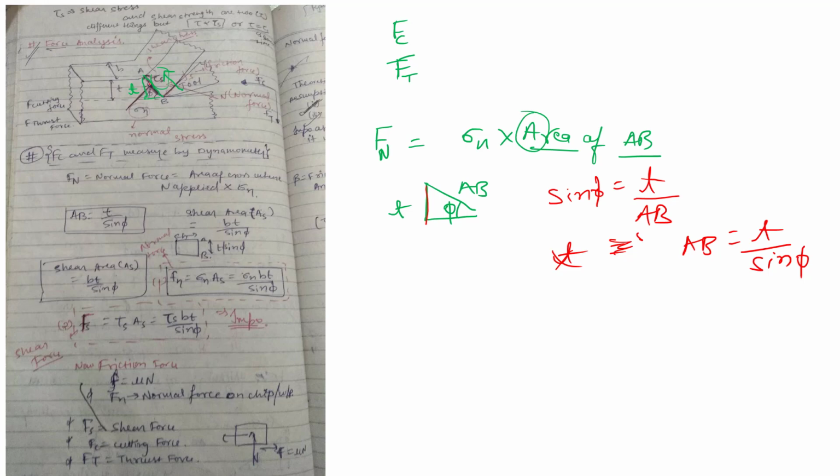Now we have found the length of the shear plane, but how do we find the area? We can find the area by multiplying by the width, because the area will be this, this and this. This is length AB. This is b, the width.